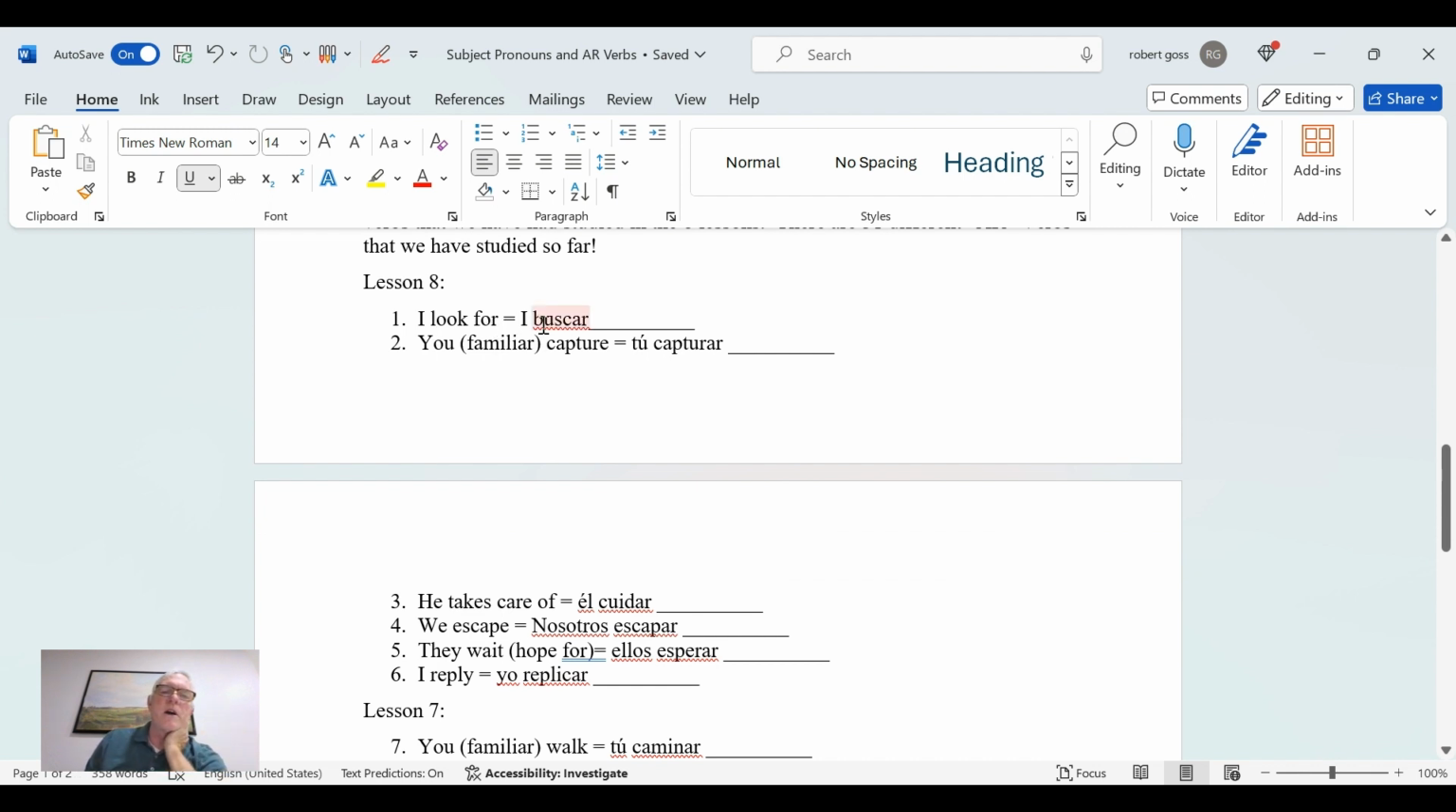Well, we have buscar. So I would be yo with buscar. We would have to cross off the AR and we would put the O ending and we'd end up with busco, yo busco. Let's do number 2 together. You familiar capture. So that would be you, my friend, or my relative, or somebody my own age, or somebody younger. You capture. We have tú. We would cross off the AR and we would put the ending of AS, tú capturas.